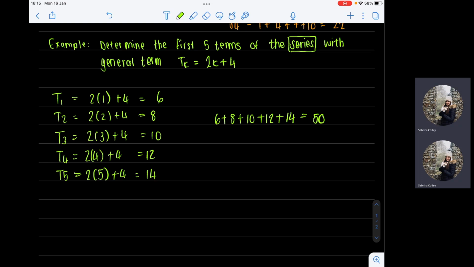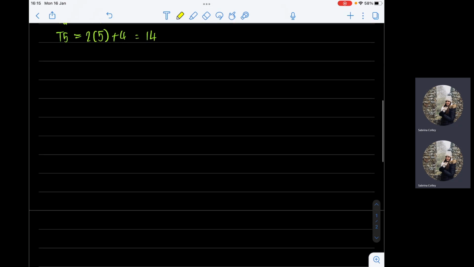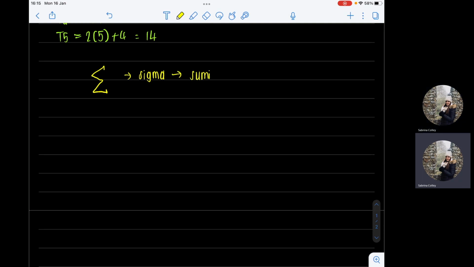So obviously in mathematics, they've developed an easier solution to this. And we now have a symbol. We're going to use the symbol called sigma. Sigma is actually the capital letter S in the Greek alphabet, but it's basically used to signify the summing of terms or summing of something. Okay, so adding something together, right?